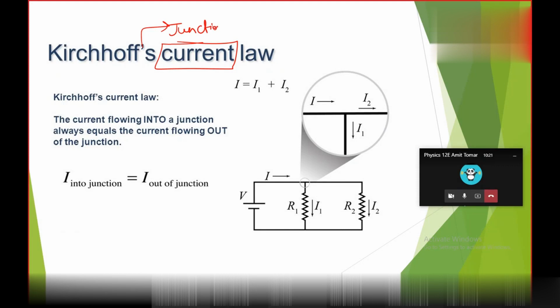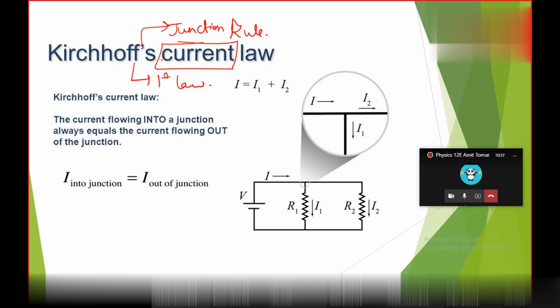Junction rule, or it is also called Kirchhoff's first law or first law rule. Okay. Now, what does it mean?